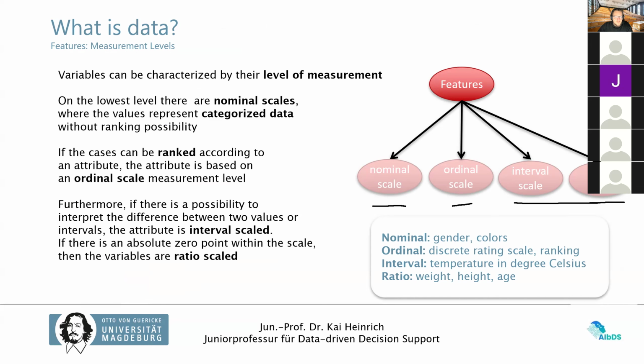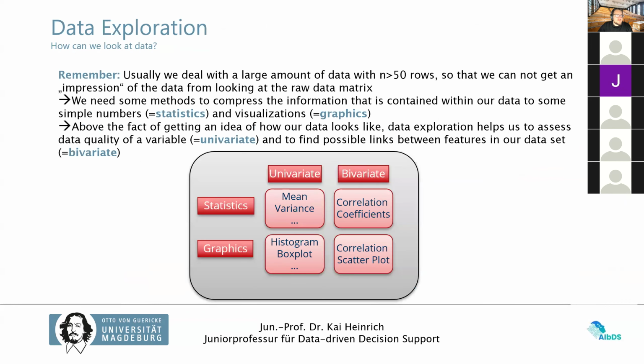This will be important now that we dive into the data exploration, because we cannot calculate everything for every kind of data. This is why we did this beforehand. Like I said, we cannot take an average of nominal data. We have some sort of average measure, but it's not really an average. Okay, so the important thing here, remember, I put it on the slide: usually we have large amounts of data, certainly more than 50 rows.